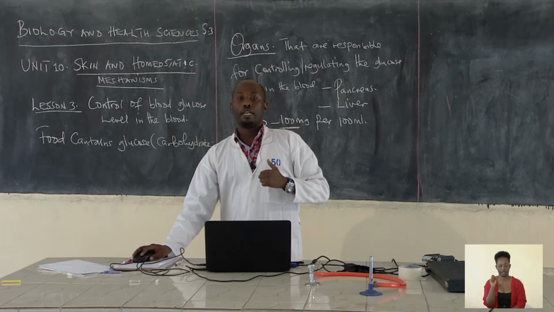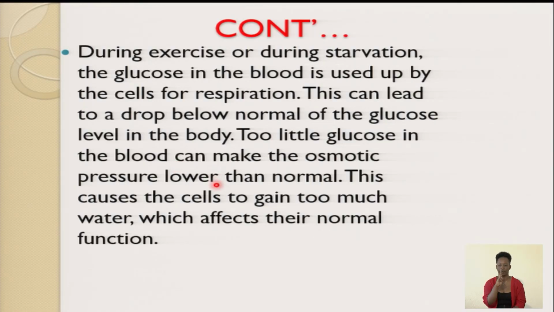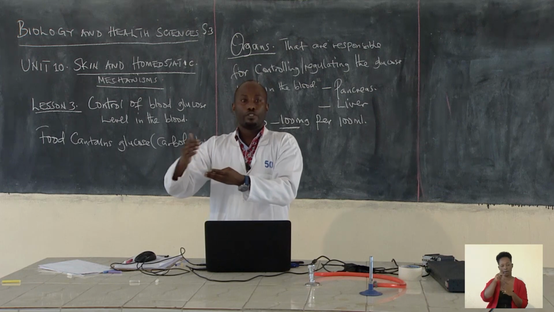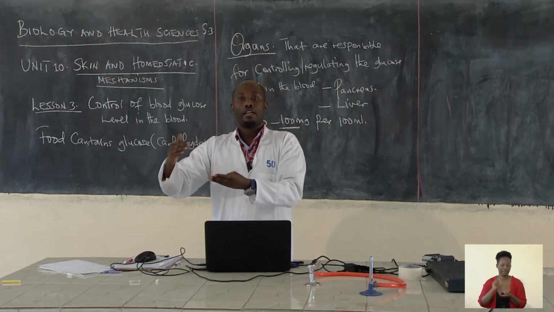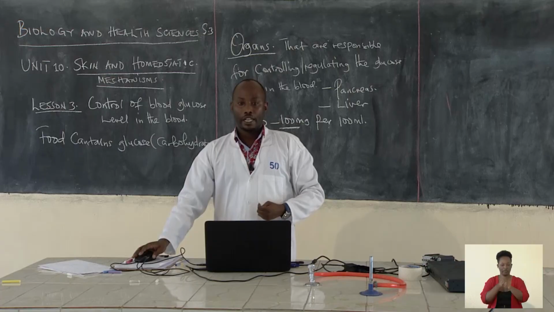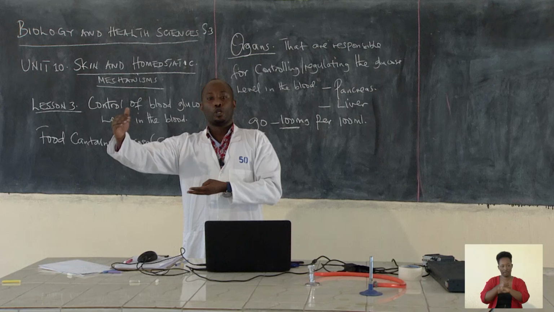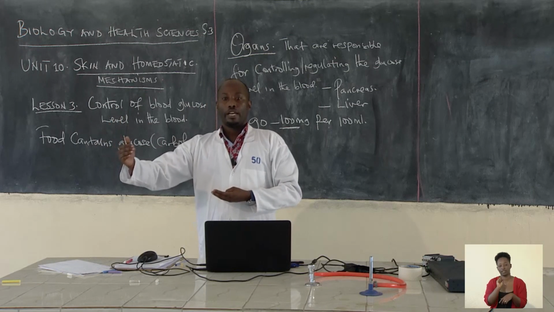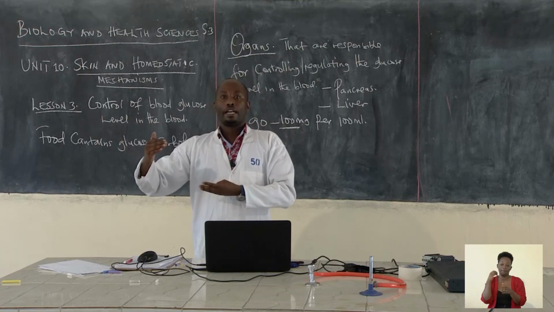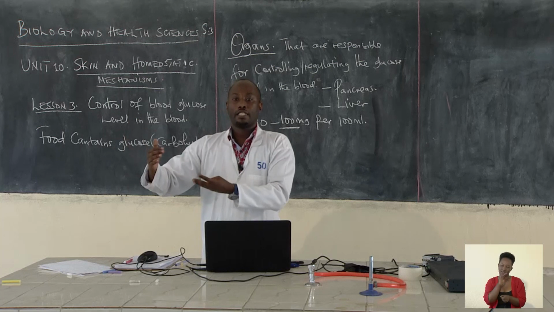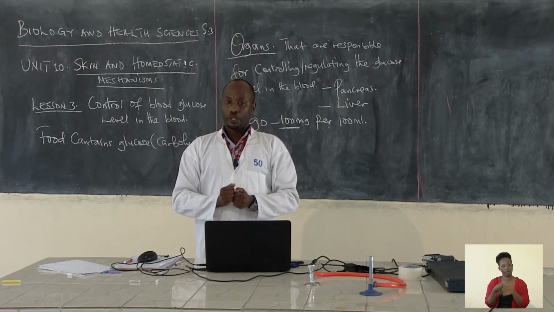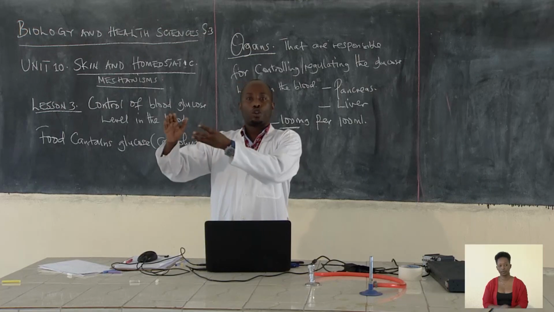Less glucose in the blood can make the osmotic pressure lower than the normal. And if it drops down, what will happen? It will affect the normal functioning of the cell. This causes the cells to gain too much water. And after it gains too much water, what will happen? This will affect their normal functioning, as I mentioned. So once the osmotic pressure increases within the cell, it will normally cause the absorbing of more water. And if it absorbs more water, what will happen? It will affect their normal functioning. Have you understood?